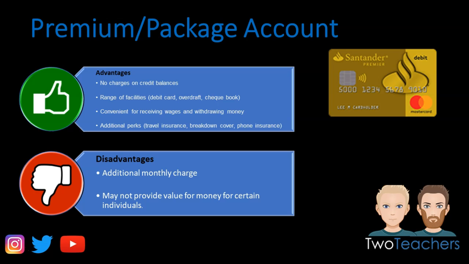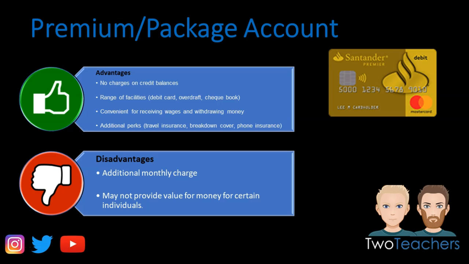So you might have seen these accounts. For like £6 a month, you can open one of these accounts and you'll get all these extra facilities. This monthly charge may not be value for money for you if you're not going to use the additional perks. For example, if you're not travelling abroad, you won't need the travel insurance. If you haven't got a car, you won't need the breakdown cover. The likelihood is you're going to have a mobile phone. However, if you've already got mobile phone insurance or possibly contents insurance, you might not even need that.